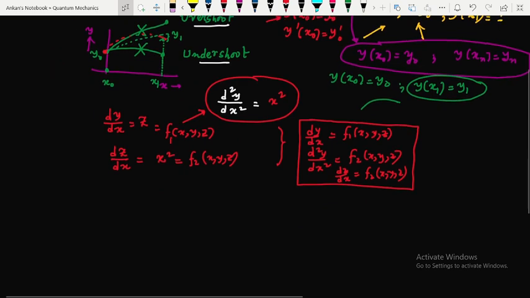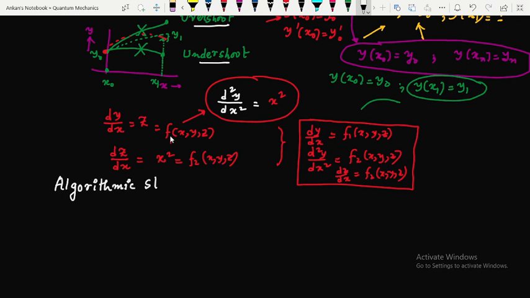So put some heading: algorithmic steps involved. Okay, I have to write it in white.